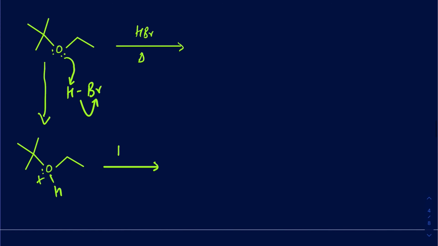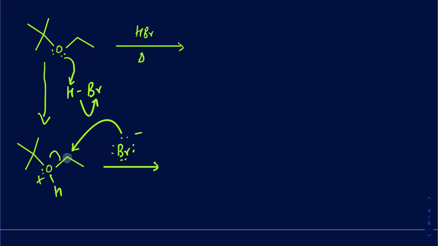I have this Br minus here, so I can go to the less sterically hindered position, which is technically going to be this one right there. The left carbon is sterically hindered because of this 3 methyl group. So this bromine is going to do an SN2 type attack right here.